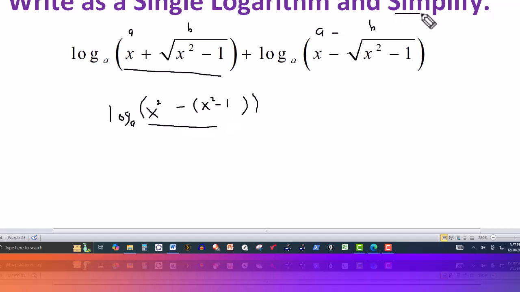But it also says to simplify. So let's continue. We've got the log to base a. Let's subtract here. I've got x squared, and I distribute the negative, so I get a minus x squared. So x squared minus x squared gives me 0, and then a minus here gives me a 1. We still have it as a single log, but it's not simplified, because the log of 1 to any base is always going to be 0, as long as the base is positive and not equal to 1. A to the 0 is 1. So this actually simplifies to the value of 0. So we write it as a single log and then simplify, and we get 0.